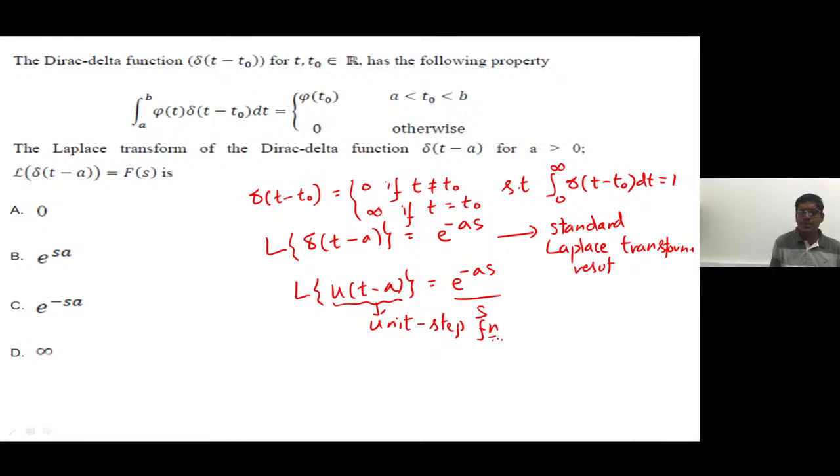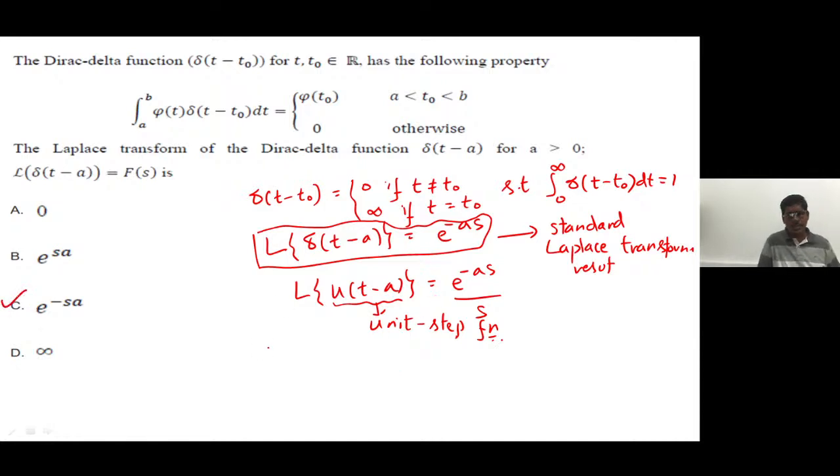Refer to our material or your BTech mathematics books, it is easy to understand. It is better, from my side I am telling you, to remember it as a formula instead of proving it, because that integration takes more time. Please memorize this formula. Accordingly, the answer is option C. This is the end of the question.